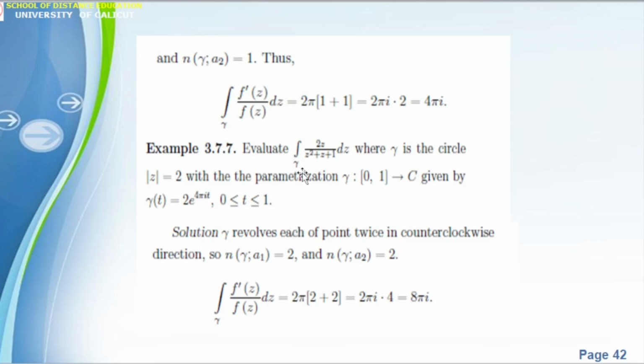Here is another example. Evaluate the integral over γ of (2z + 1)/(z² + z + 1) dz, where γ is the circle |z| = 2 with the parameterization γ(t) = 2e^(4πit), t from 0 to 1. You can see that here n = 2. That is, γ revolves around each of the points twice in the counterclockwise direction.